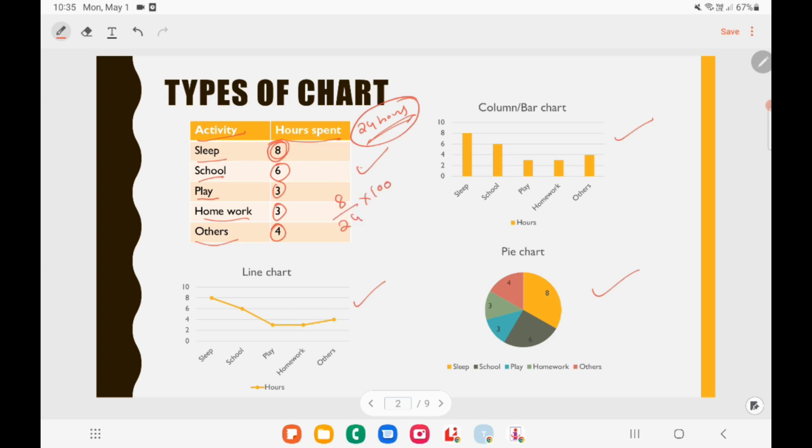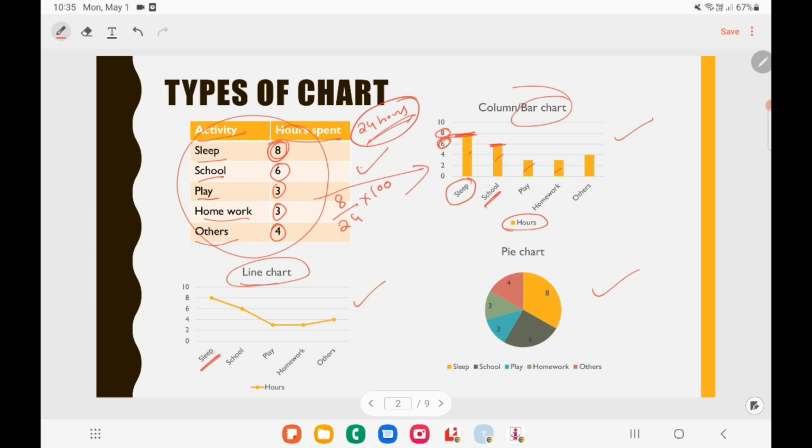So in this way you need to answer the question based on the data, and this same data I have given as a column chart here. So here it is hours, this represents hours, right? And for sleeping he is taking 8 hours. See, here it is 8, so this is 8, this is 6, right? So for school he is taking 6 hours. So in this way the same data you can represent as a bar chart or a column chart, and similarly it can be represented as a line chart as well.